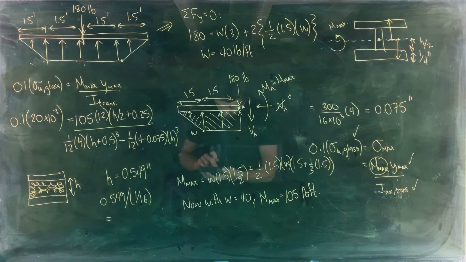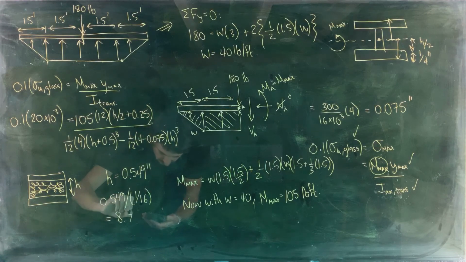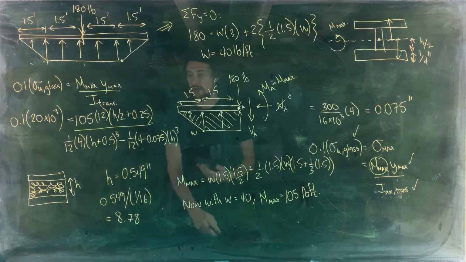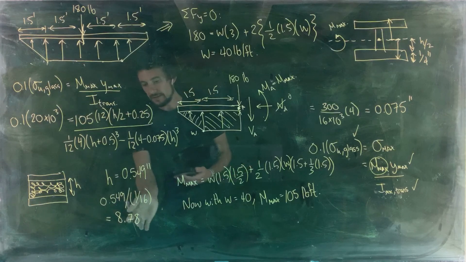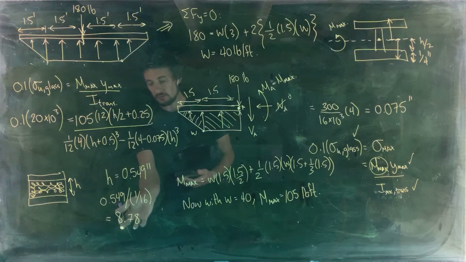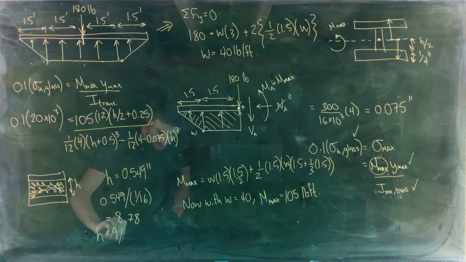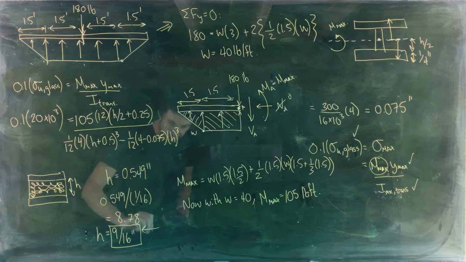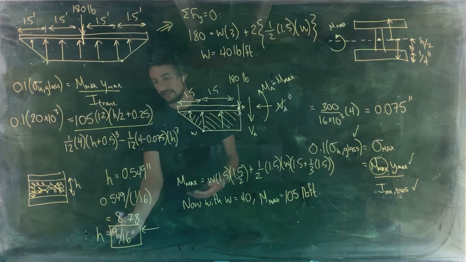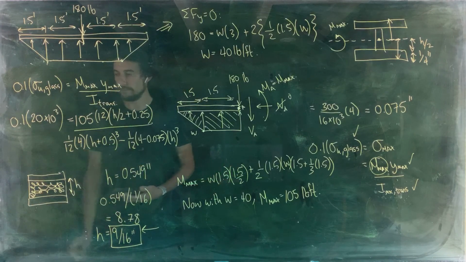So let's see, 0.549 multiplied by 16 is 8.78. Okay, so there can be 8.78 1/16ths in 0.549. That means that we have to round upwards, right? Therefore, H is 9/16 of an inch. Because if we went down to 8/16 of an inch, we would be above 10% of the fracture stress.